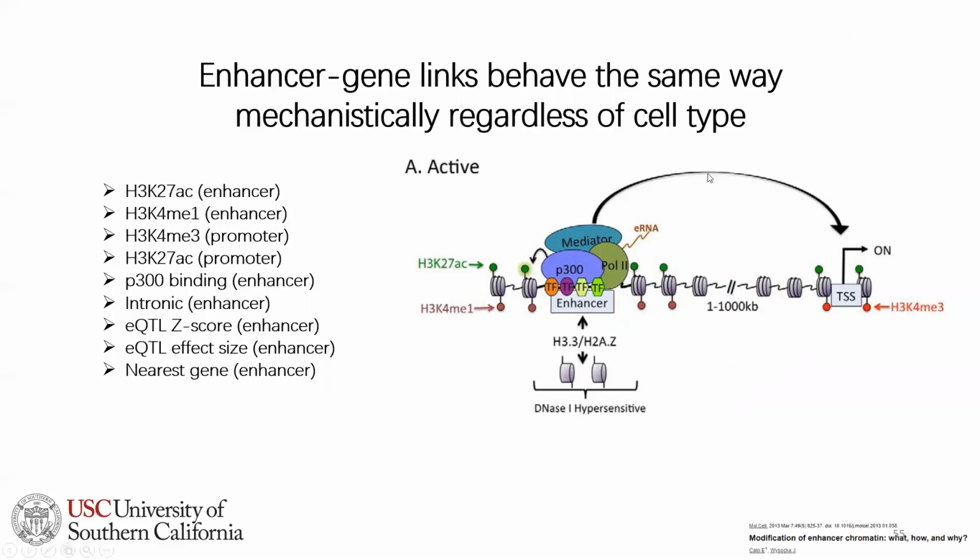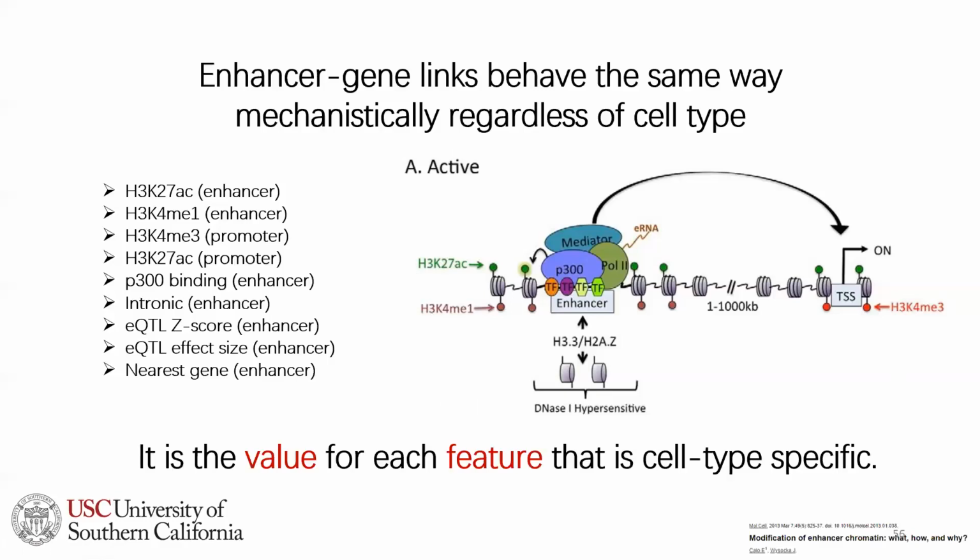For example, when we think of this drawing, this is not how we think enhancers work in liver or in the brain or in the heart. This is how we think that enhancers regulate genes in any cell. So we believe that enhancer gene links function in a certain way, no matter what cell type they're in. And actually, it's the value for each feature that's cell type specific.